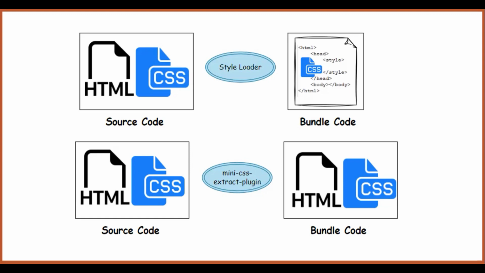And that can be done with the help of Mini CSS Extract Plugin. If you go with Mini CSS Extract Plugin, in the final bundle, it will keep our HTML and CSS separate. And here we can take the full advantage of caching. It means if our HTML is updated, we will only retrieve the updated HTML from the server. And if CSS gets updated, we will only fetch that CSS from the server. And whatever content is not updated gets fetched from the cache.